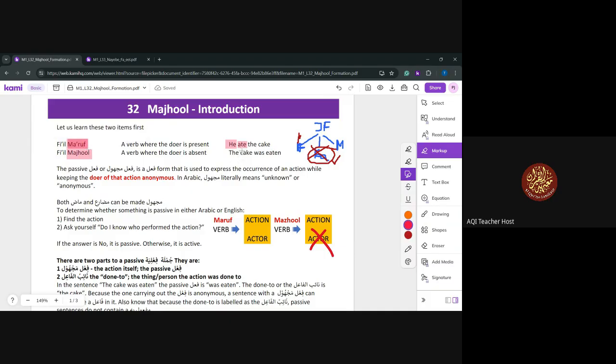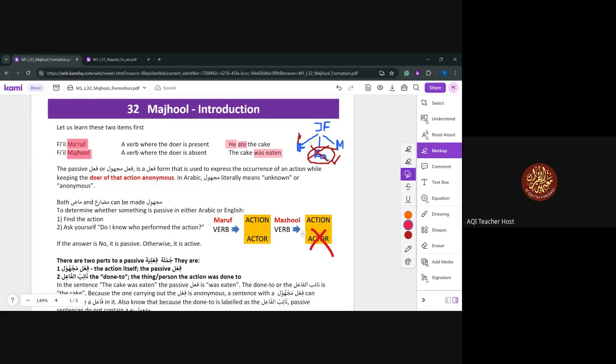But another example would be "the cake was eaten." Here you find the action, "was eaten," and you might ask, the cake was eaten by whom? We cannot find any information about the doer. So the doer is absent in this case. So the verb here, "was eaten," would be majhool, meaning in its passive form.